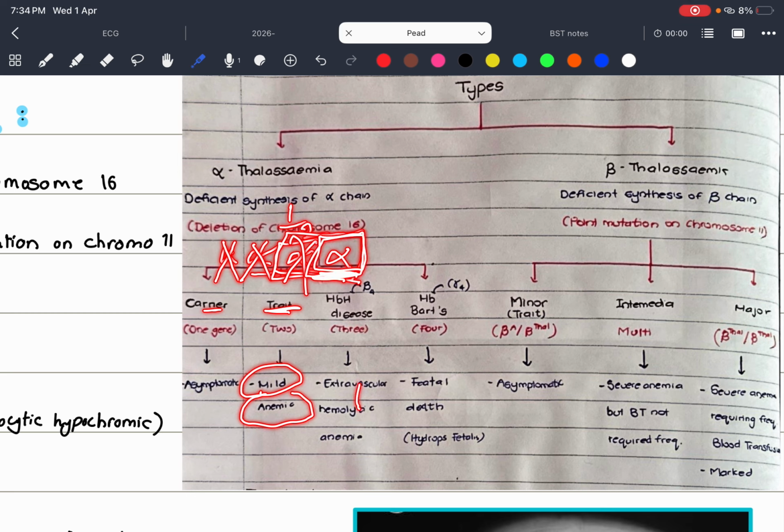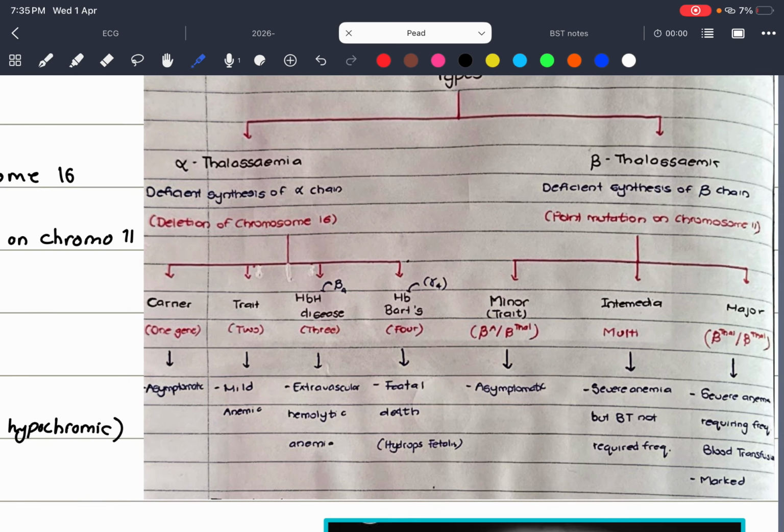If we have absence of 3, he cannot compensate easily at all. So we call it hemoglobin H disease, where there is absence of 3, and it shows symptoms, not like the mild anemia of the 2-deletion trait. It shows extravascular hemolytic anemia, and he might require regular transfusion. But if there's absence of 4, of course the patient cannot survive; it is incompatible with life.